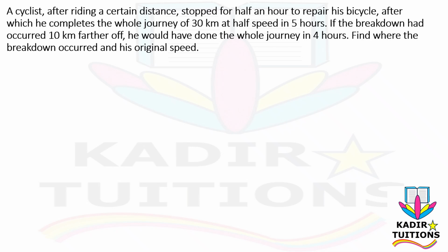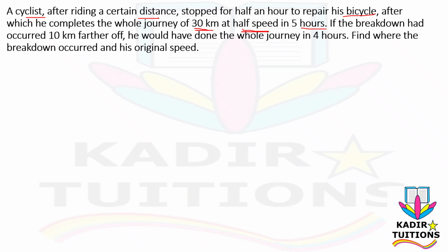Hello everyone. In this video, we are going to see a linear equation problem which belongs to class 10. So let's look into the question. A cyclist after riding a certain distance stopped for half an hour to repair his bicycle, after which he completes the whole journey of 30 km at half speed in 5 hours.